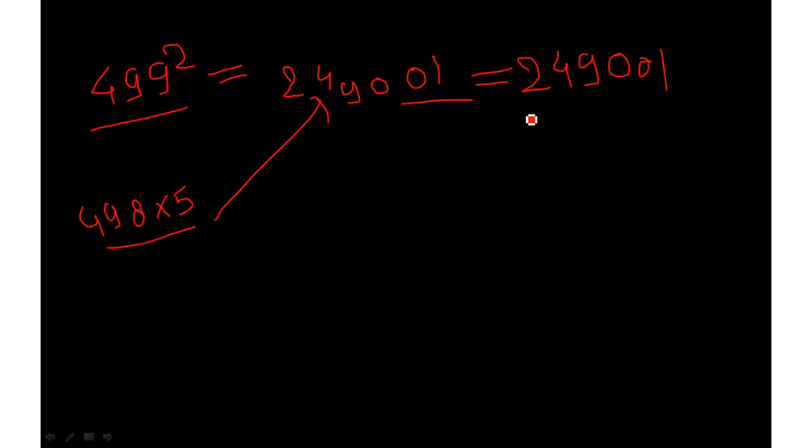This is our answer. The square of 499 is 249001. Very easily we can calculate the square of any number. See the next rule.